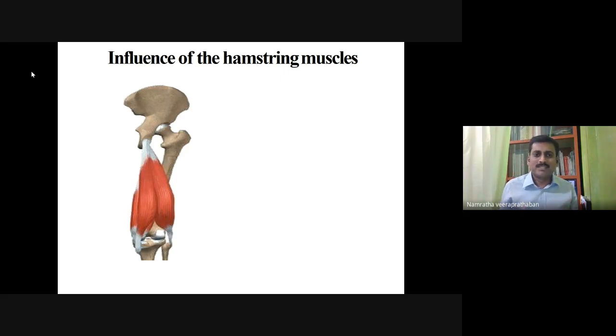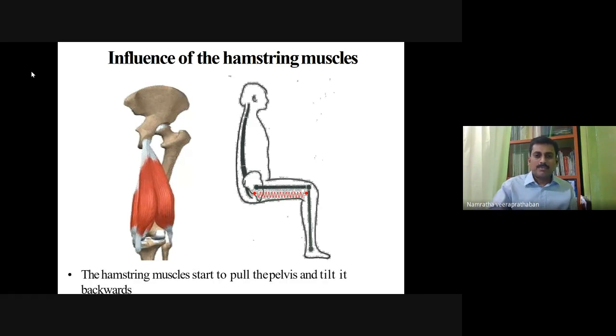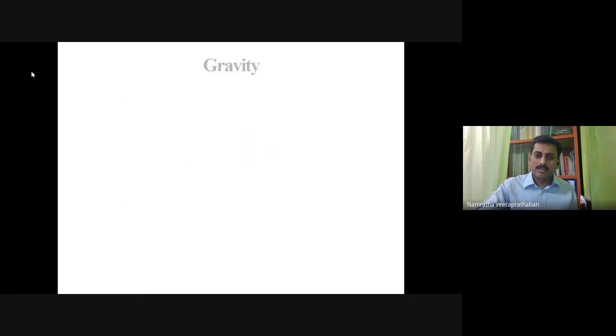What happens in sitting? In standing, there are no issues with the hamstring. When we sit, the hamstring is under constant pressure. Because of this constant pressure, it pulls the pelvis backward. Because it pulls the pelvis backward, the spine follows, and all this asymmetry happens in the spine as well as in the pelvis. So this is the second reason. The first reason is the distance between the ischial tuberosities, and the second one is the influence of the hamstring muscles. The third one is gravity.